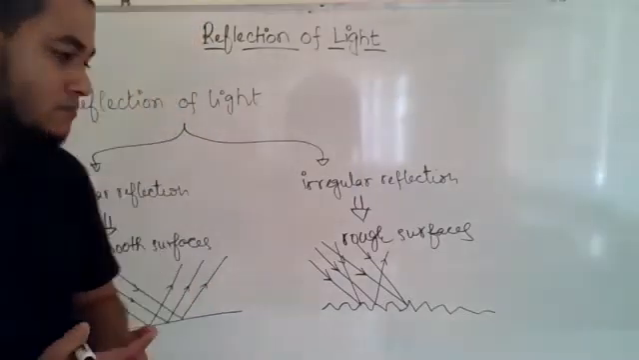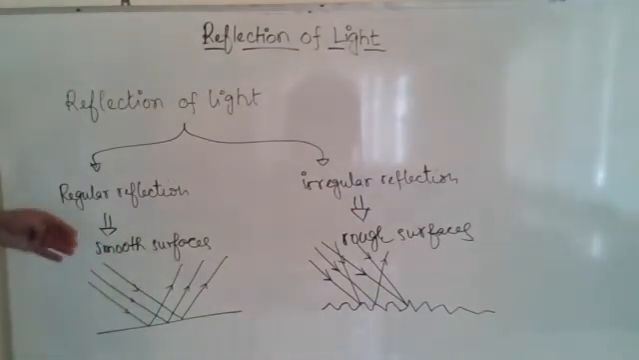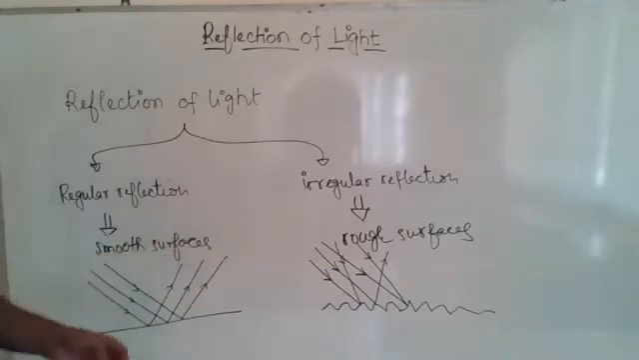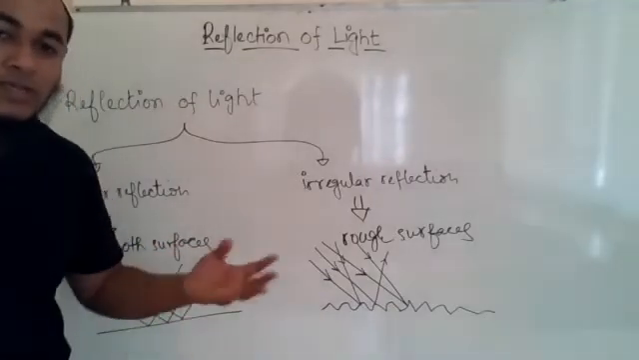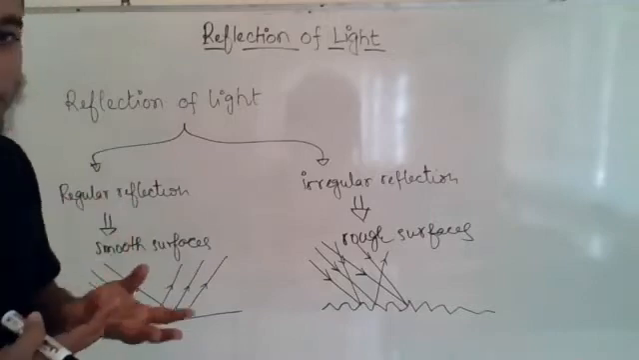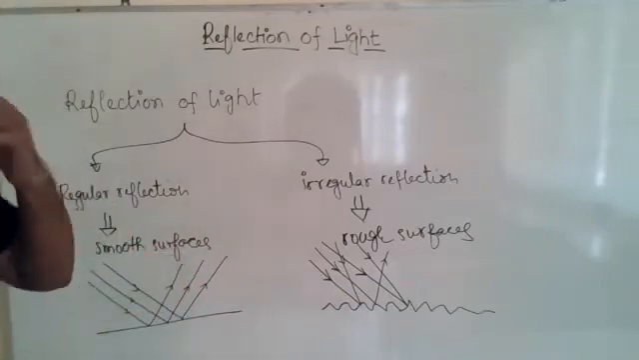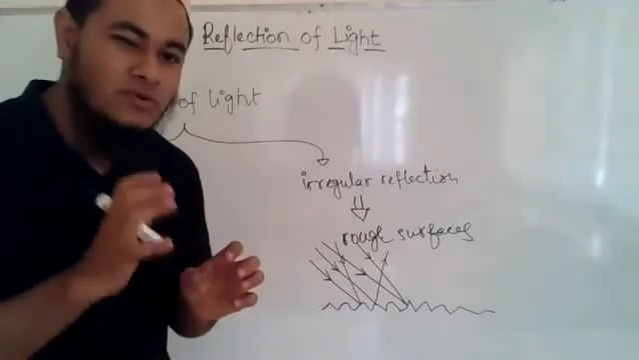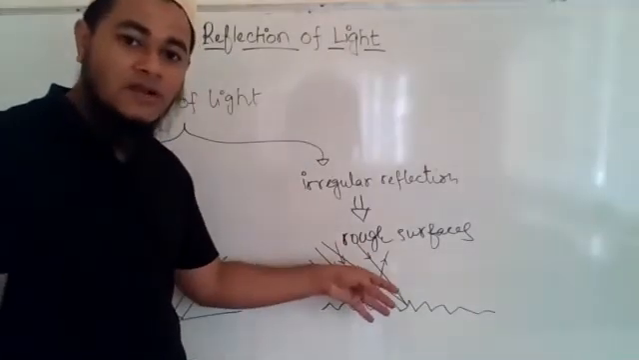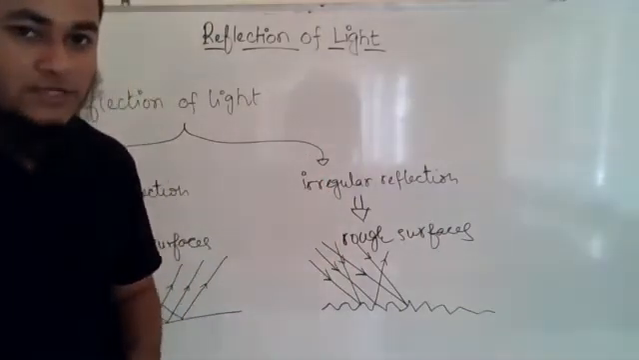So let me tell you the definition. The type of reflection in which the parallel incident rays remain parallel even after reflection, or we can say that the reflected rays are also parallel to each other, is a regular reflection. It is written in your book, so you don't need to memorize it now. All you need to do is understand it. Just listen to my explanation and try to grasp the topic. Here the incident rays are parallel, but after reflection they are not parallel anymore. If this is the case, then it is an irregular reflection.